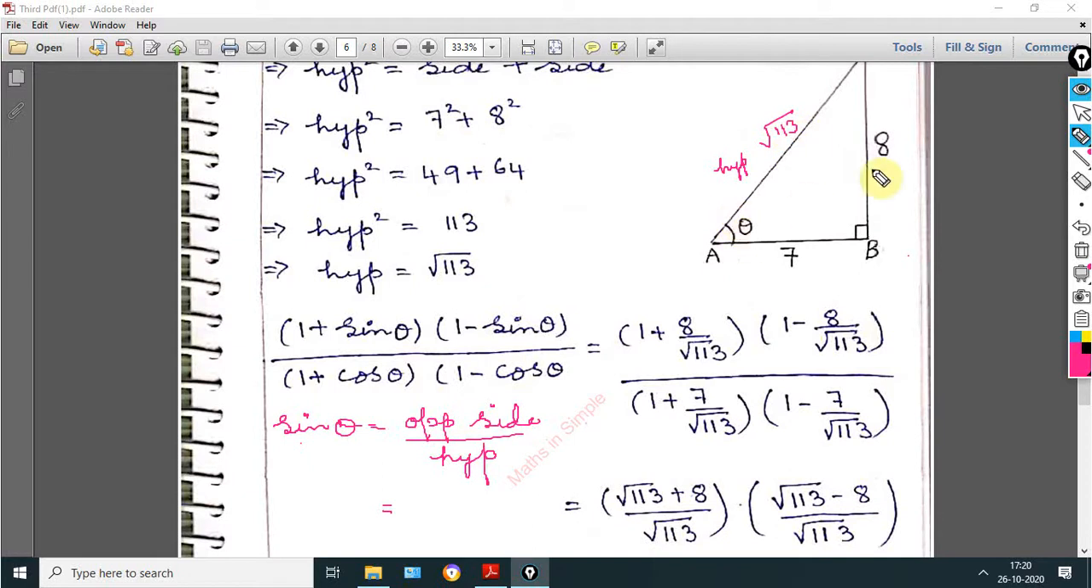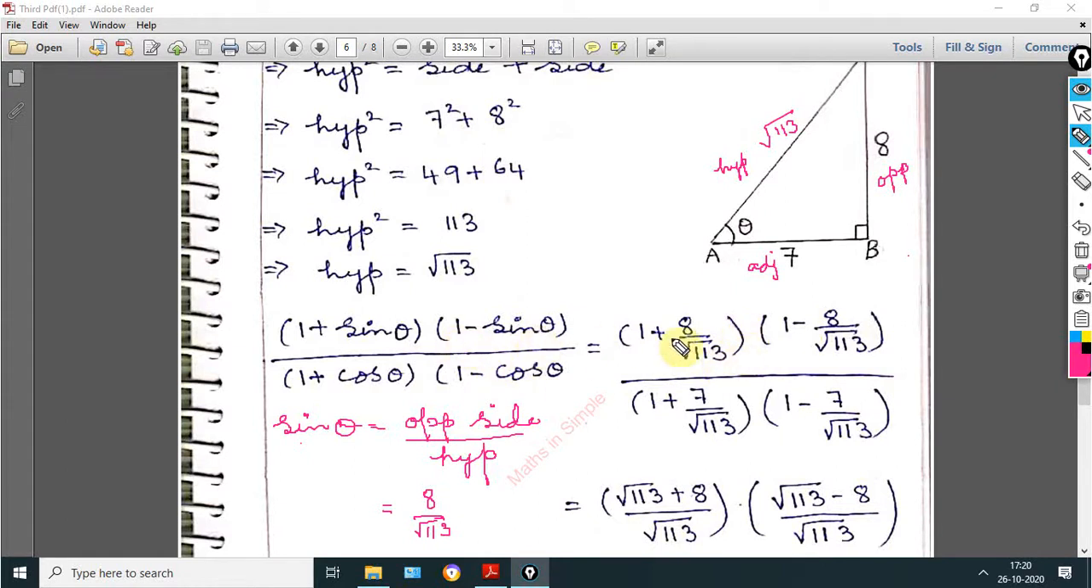And what is the opposite side for theta? This is the opposite side. Next, what is the adjacent side for this theta? This one, so we are writing adjacent. What is the opposite side? 8. So, we are writing 8 by the hypotenuse, which is under root 113. So, what are we doing? We wrote 1 plus sin theta. What is the sin theta value? 8 by under root 113.